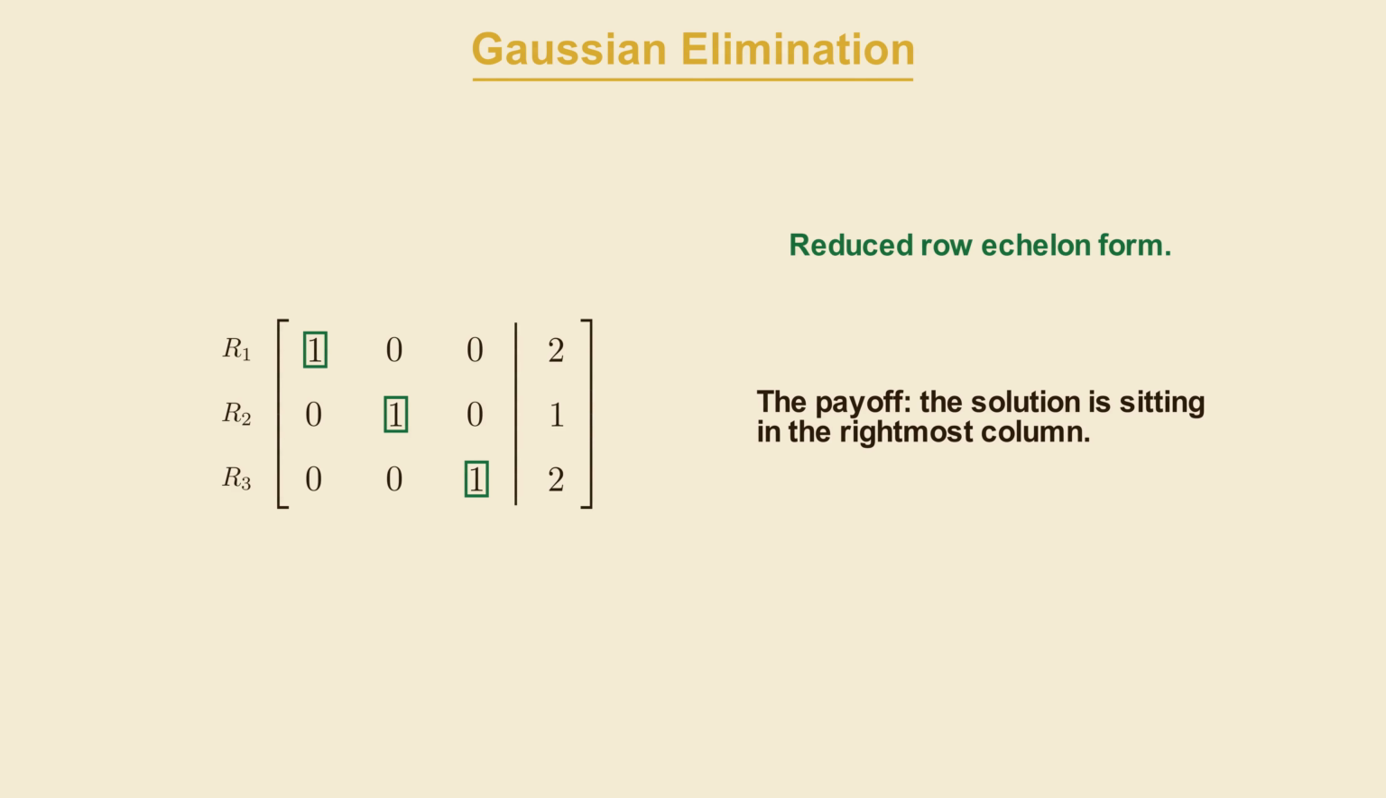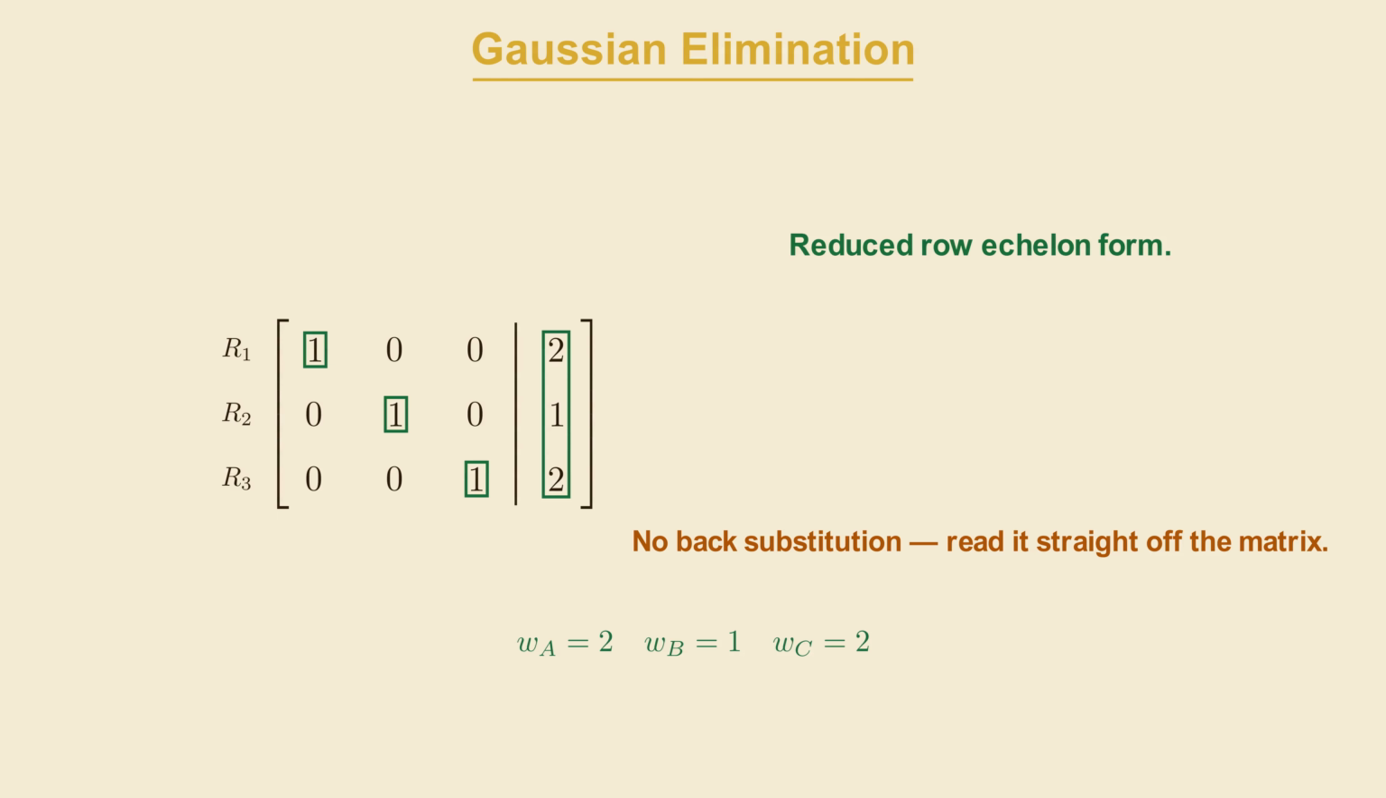Here's the payoff. The system has effectively been rewritten as three equations. The weight on asset A equals 2, the weight on asset B equals 1, and the weight on asset C equals 2. The solution is sitting in the rightmost column. 2 units of asset A, 1 unit of asset B, and 2 units of asset C will give us exactly the goals that we're aiming for. We didn't even have to do back substitution, we just have to read it right off the matrix.